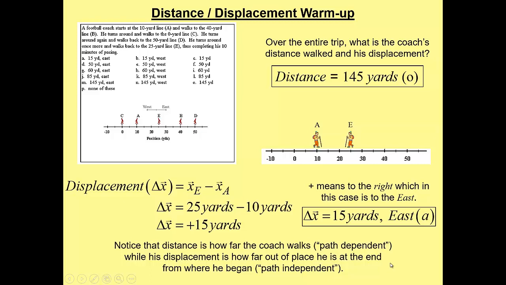So I hope you see that there can be a difference between the two, although, as in this case, it usually takes a change in direction along the way. So he was going east and then west and then east and then west, and that's what changed the number a lot. Path-dependent distance, path-independent displacement. So I hope those were the answers you got on this short warm-up on distance and displacement.